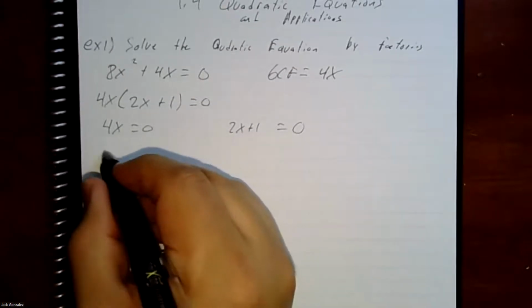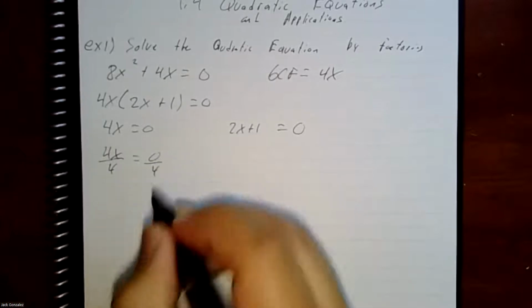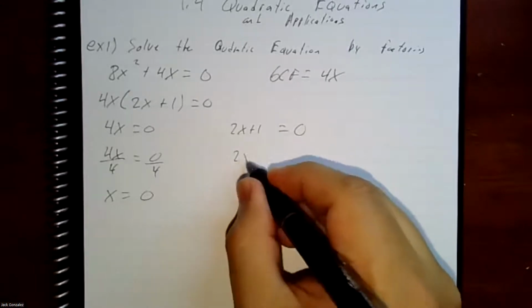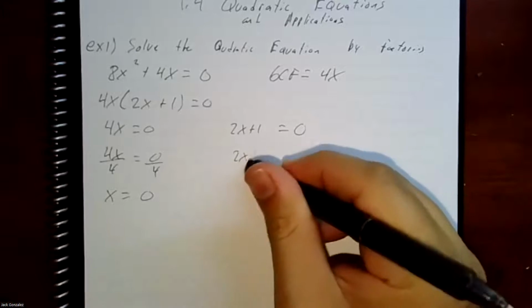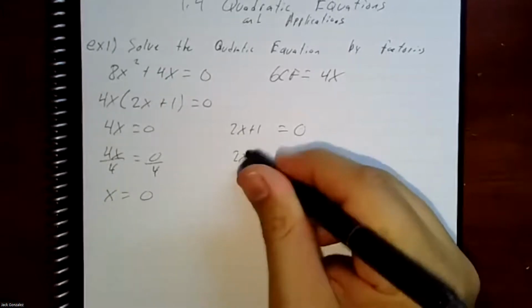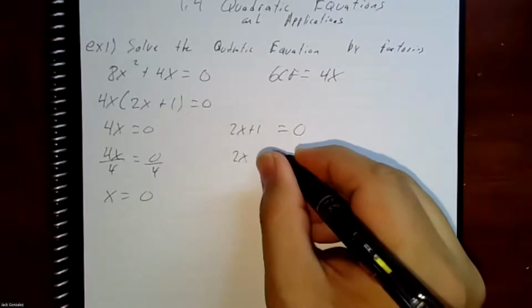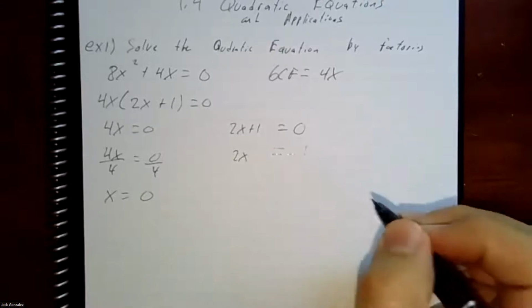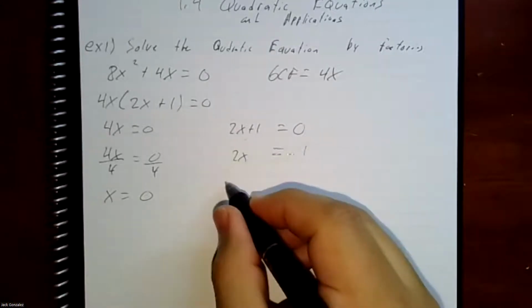Divide by 4 on both sides, right? X is 0. Subtract by 1. The way I like to think about it is I'm moving the 1 over to the other side, and if you move it, it switches signs, right? Or technically what's happening is -1, -1.